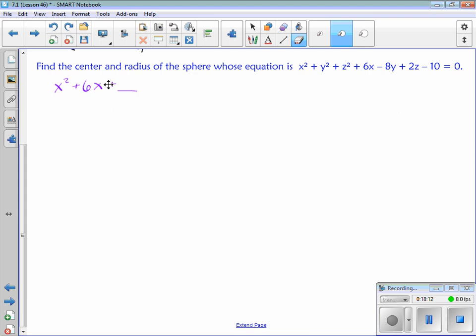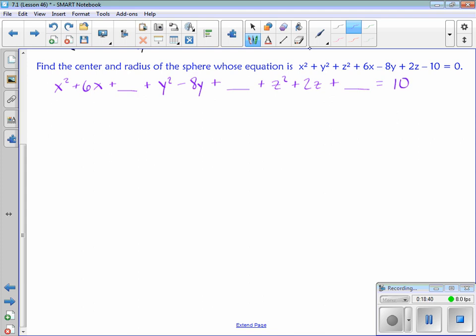So let's do that with the y's. So my y squared goes with minus 8y, and then I just leave a plus blank. And then the z's, you do the same way. So z squared plus 2z, and then plus blank. And then what do I do with that negative 10? Do you guys remember? Move it over. So if I move it to the other side, it turns into positive 10.